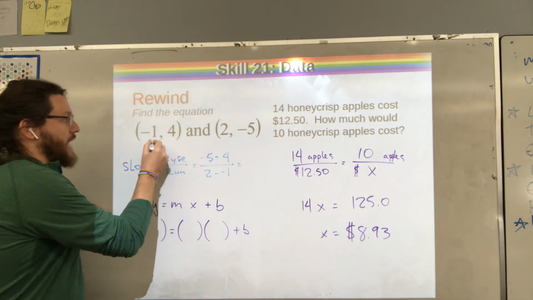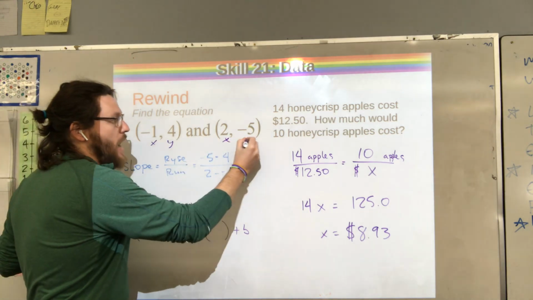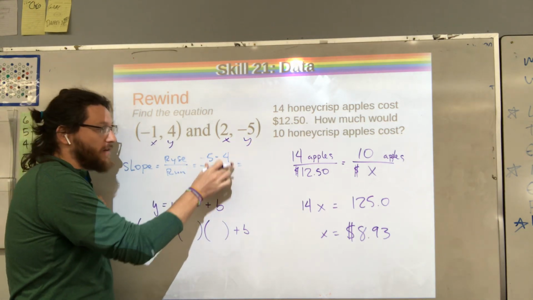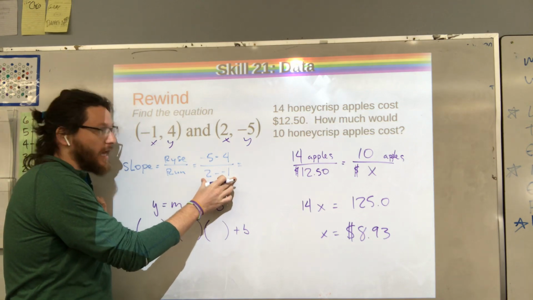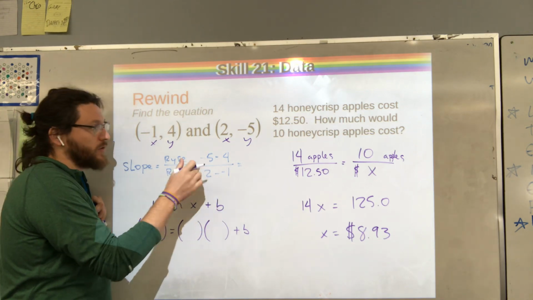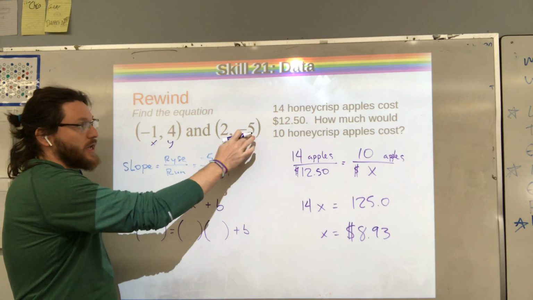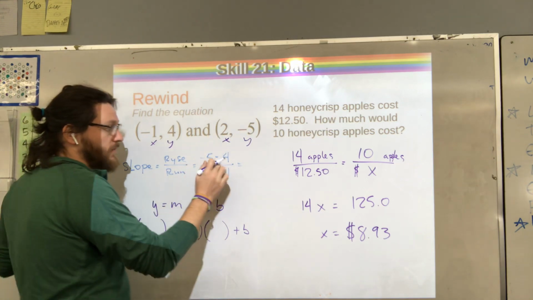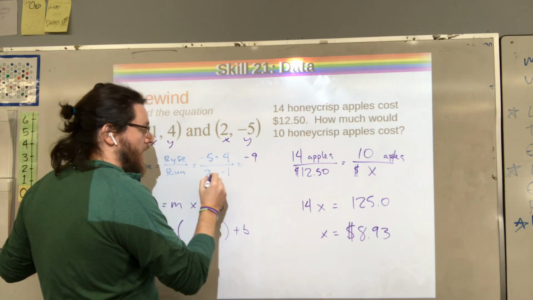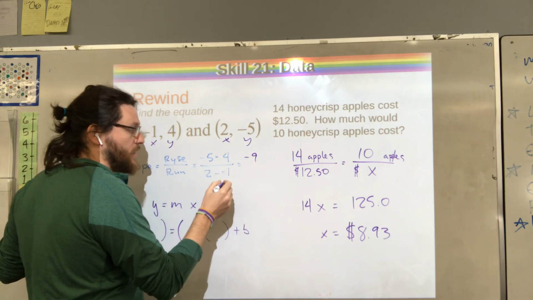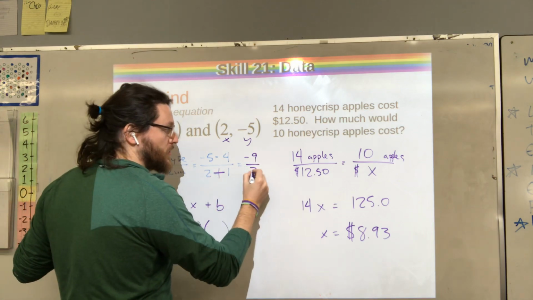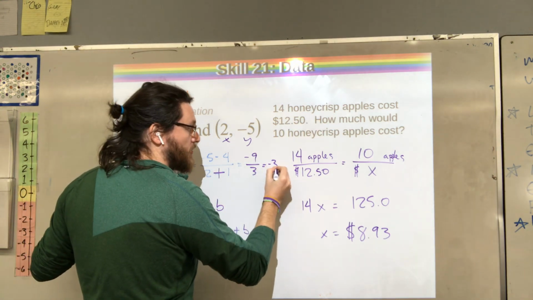We have (x, y) and (x, y), right? Rise is the difference between the y values. Run is the difference between the x values. It doesn't matter which one comes first as long as they match. -5 goes first, so 2 has to go first too. -5 minus 4 is -9, and 2 minus -1 ends up being 2 plus 1, which is 3. So our slope here is -3.